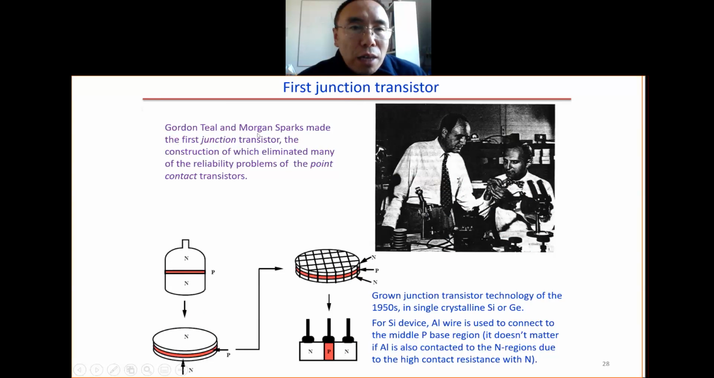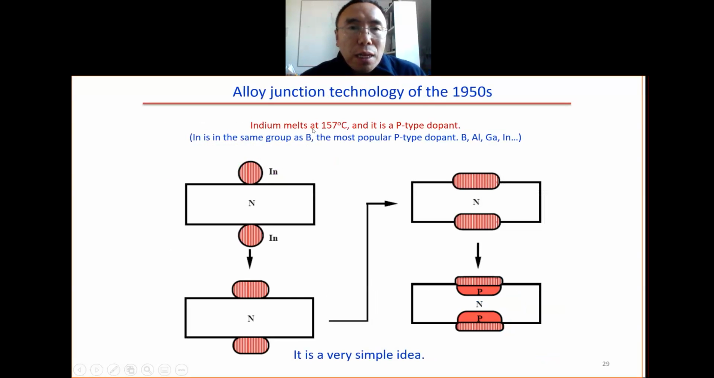the first is called the junction transistor. It was done by Gordon Teal and Morgan Sparks. You can see you grow the silicon wafer, NPN. You grow the silicon wafer, then you thin down the silicon wafer, then you dice it. Then you have the NPN. So NPN, this is the bipolar junction transistor. Then you have the aluminum wire to make the connection, and it will work. Here, the aluminum wire is also connected to this side, but this is not a problem because of the very high contact resistance. This is called a junction transistor. This one is very successful.